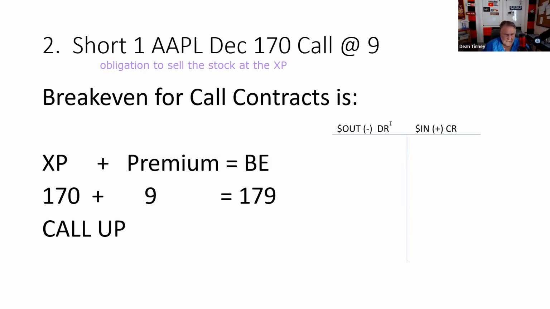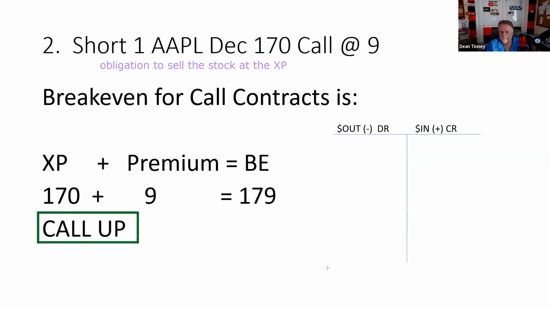What does 172 have to do with answering this question? Your customer goes short one Apple December 170 call at 9, when Apple's at 172. What does that have to do with answering this question? Nothing. It doesn't matter where Apple's at when we do the trade. And they say, what's the break even? Again, you can simply remember call up. We said call up is a great way to remember break evens and intrinsic value.